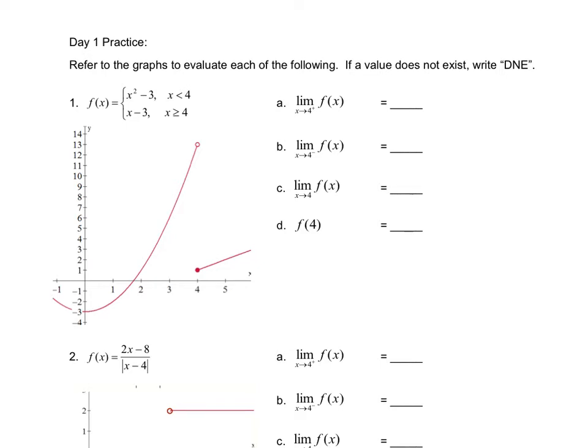For number 1, we want the limit as we approach 4, and this little plus sign means from the right. So as we approach 4 from the right, this y value is 1. For B, that little negative means as you approach 4 from the left. So as I approach 4 from the left, this y value here is 13. Since these limits are not the same, the answer for C does not exist. The limit at 4 from both sides, they're not the same, does not exist. And now for D, the actual y value at 4 is your closed point, and that is 1.